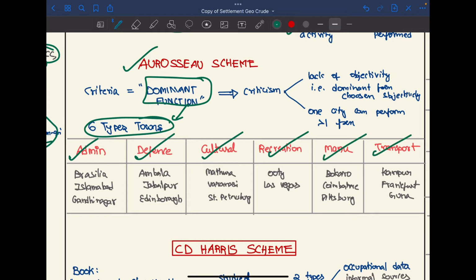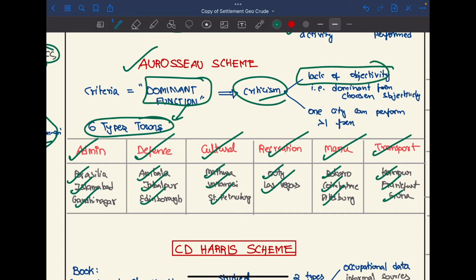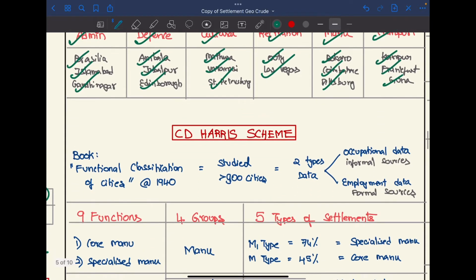Examples of administrative towns are Brasilia, Islamabad, and Gandhinagar. Defense towns are Ambala, Jabalpur, and Edinburgh. Cultural towns are Mathura, Varanasi, and St. Petersburg. Recreational towns are Ooty and Las Vegas. Manufacturing towns are Bokaro, Coimbatore, and Pittsburgh. Transport towns are Kanpur, Frankfurt, and Guna. So the criticism is the lack of objectivity in terms of choosing the dominant function, and also one city can perform more than one function.